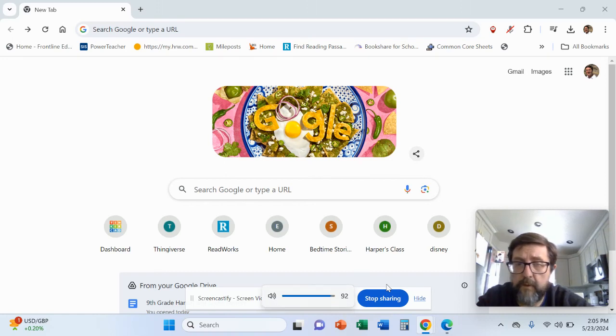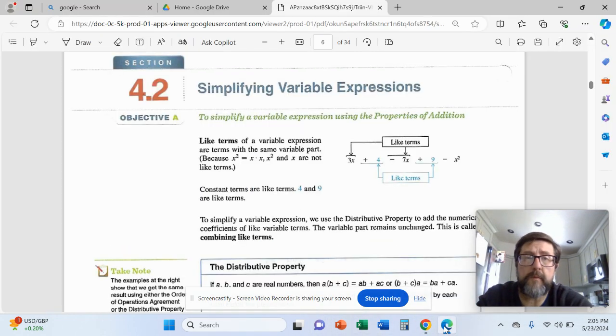Okay, guys, you are back at my house. I am running through section 4.2, which is simplifying variable expressions.